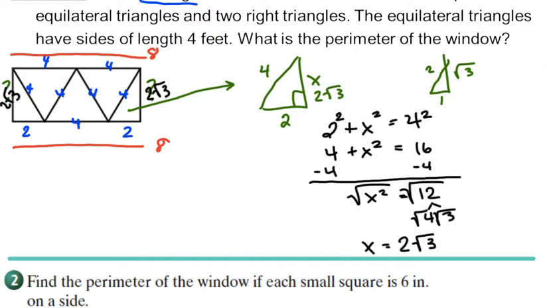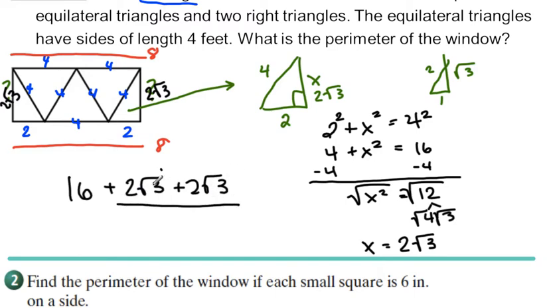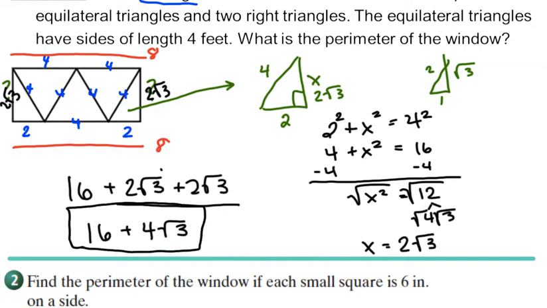So 8 plus 8, 16. And then we have 2 root 3 plus 2 root 3. These are like terms. They have the same radicand. So 2 plus 2 is 4. 16 plus 4 root 3 is the final answer. There is nothing else that you can do there.